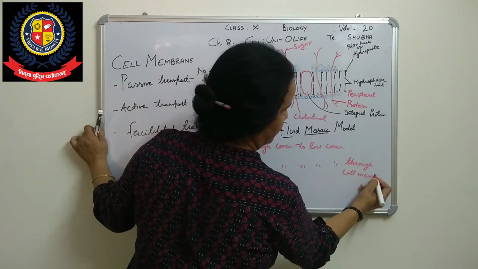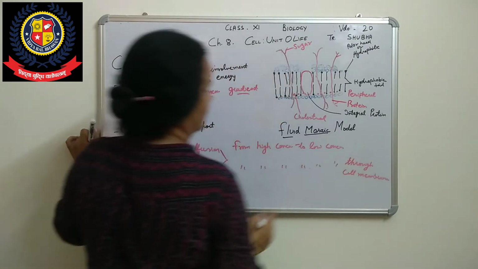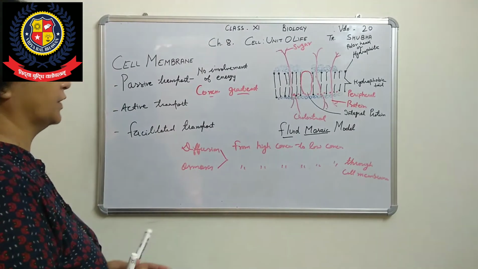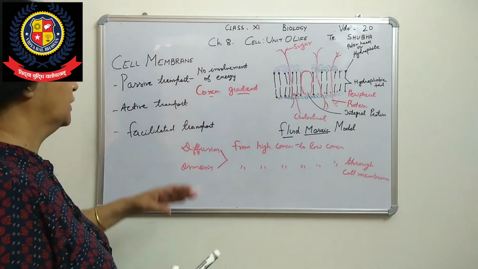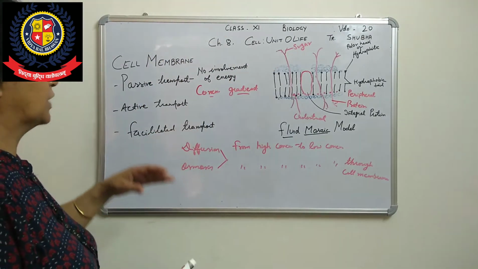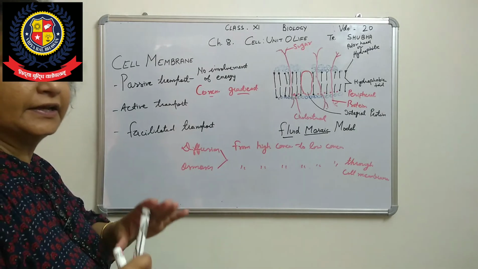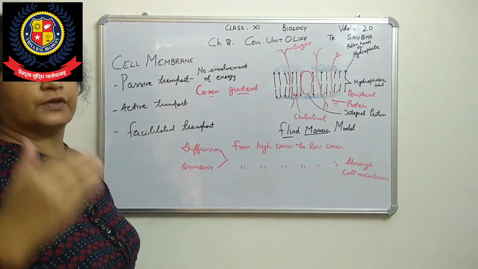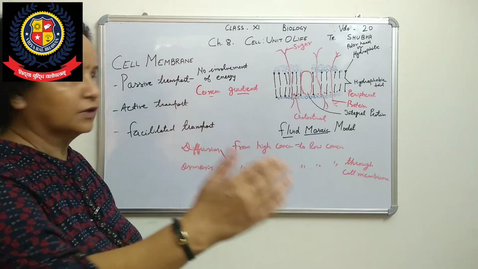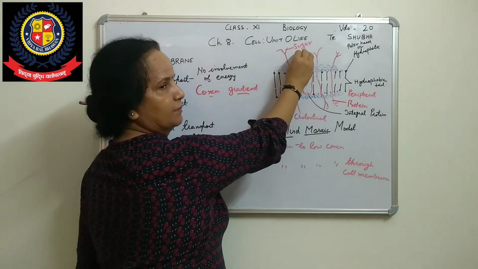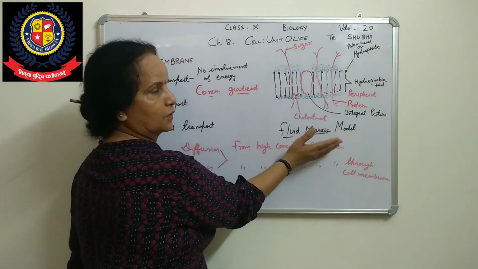Here only concentration is involved. Only because of concentration the molecules will move from high concentration to low concentration. So at that time they don't require any energy. Only the concentration gradient is there, meaning there should be a difference. One side should be high. Suppose this is the cell, this is the membrane. Inside is the internal environment of the cell, and this is the outer environment of the cell.